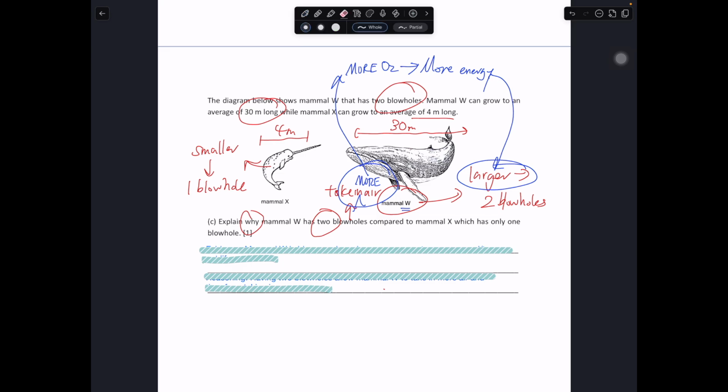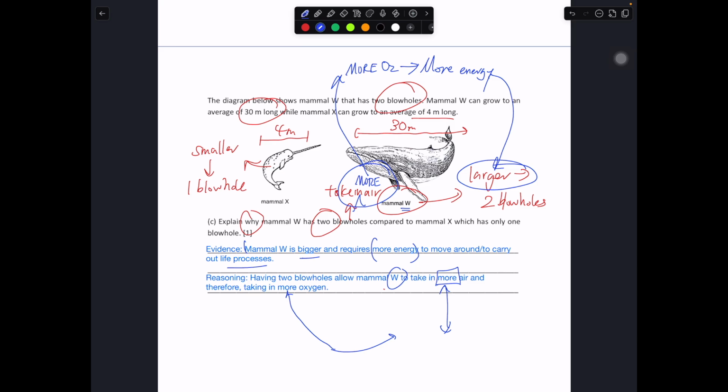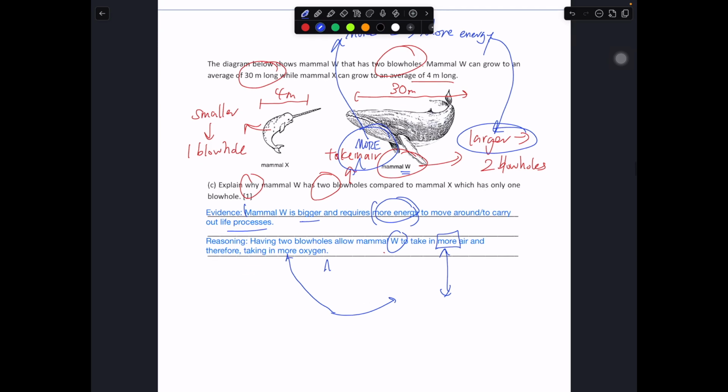Okay, so this part is pretty straightforward. The evidence is just to quote: bigger, needs more energy, to move around, to carry out life processes. Both are fine. Having two blowholes allows W to take in more. The key is the comparative adjective again, so that it can get more oxygen. Those of you who already talked about more energy at the front don't really need to talk about more energy at the back. But if you want, you can say having two blowholes allowed mammal W to take in more air and therefore take in more oxygen to release more energy. It is fine if you want to add that as well.